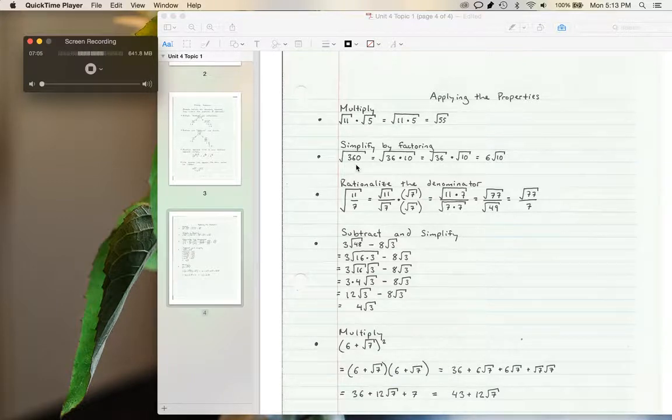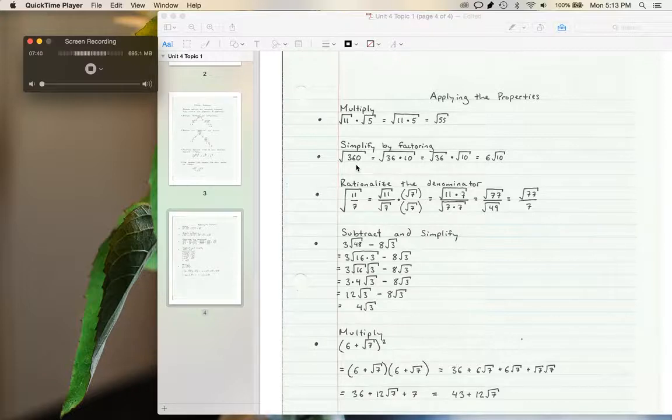Now, when I'm simplifying by factoring with square roots, I want to look for factors that are perfect squares, factors that have nice, easy square roots. 360 has a number of factors. 2 is a factor, 5 is a factor, all kinds of factors. But I want to think of a factor, preferably the biggest factor I can think of, that is a perfect square. And the one that comes to mind is 36.